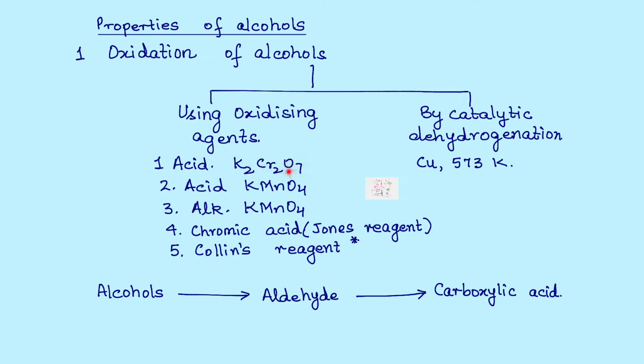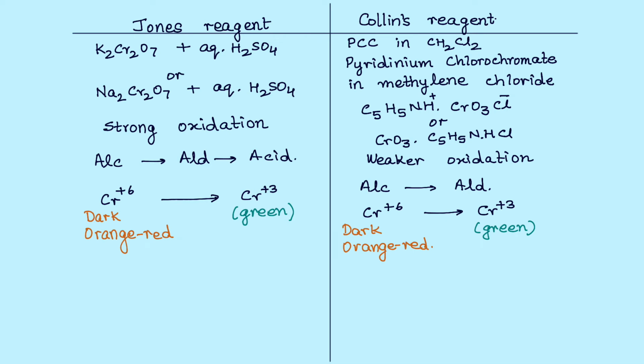Now, acidified potassium dichromate, acidified KMnO4 and alkaline KMnO4 have also been discussed separately under the topic of D and F block elements on the channel, where we have discussed the preparation, properties and characteristics of potassium permanganate and potassium dichromate. So you can take full advantage of those videos. But what are these Jones reagent and Collins reagent, right? So to make things simple for you, I've listed them in two columns here.